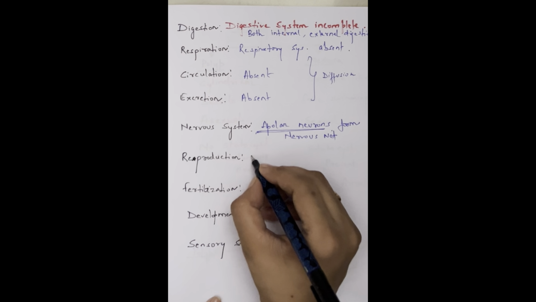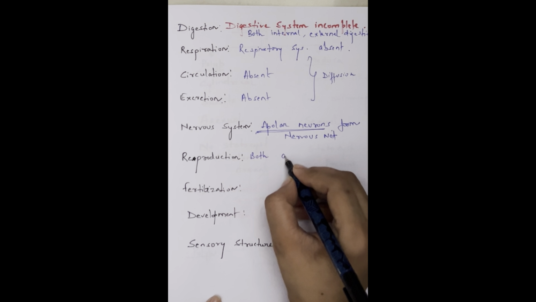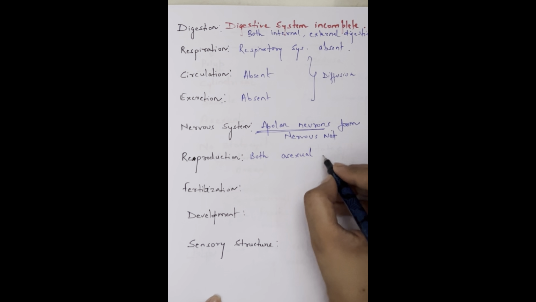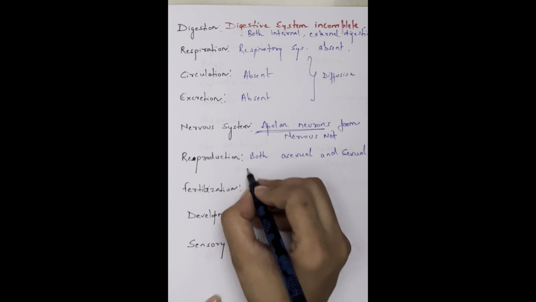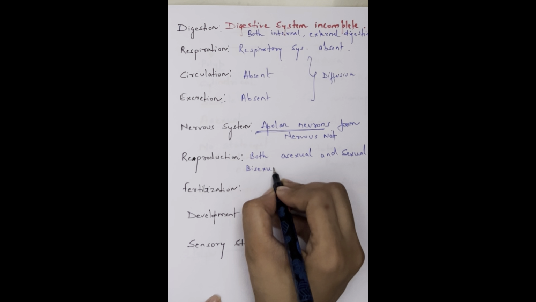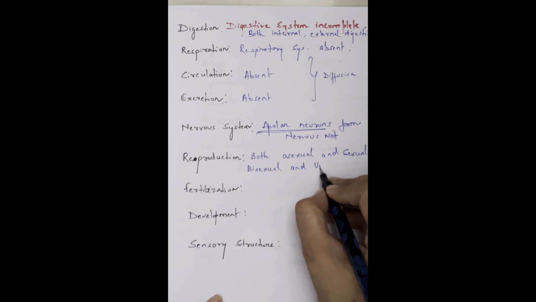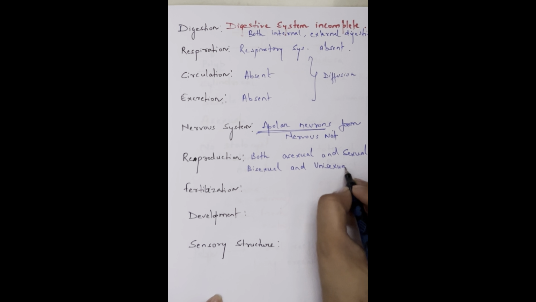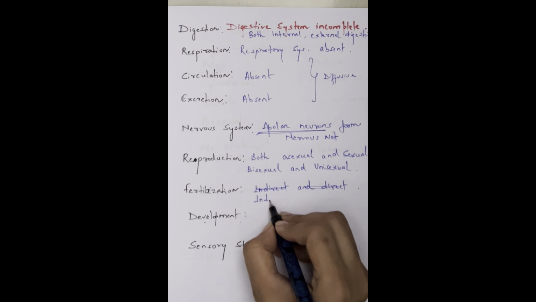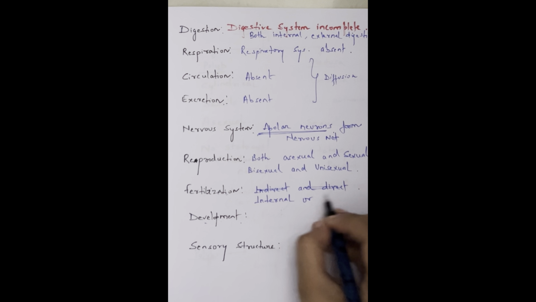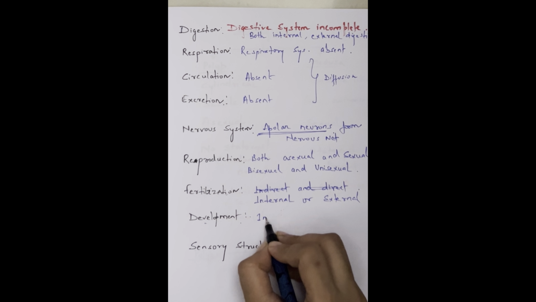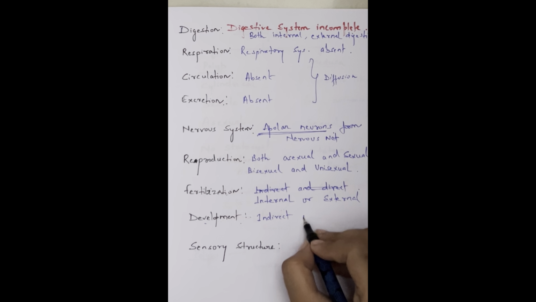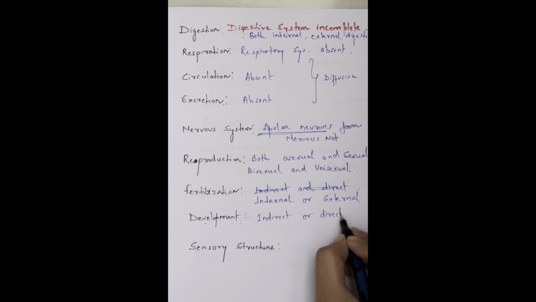Now reproduction. A proper reproductive system is not there, but you will find both asexual and sexual reproduction in them. So we can say that they are bisexual as well as unisexual. Both modes of reproduction you will see in them. Now fertilization can be internal, happening inside the body, or it can happen outside the body in the water. So it can be internal or external. Likewise, development also can be indirect or direct. There may be formation of a larva or there may not be a larva.